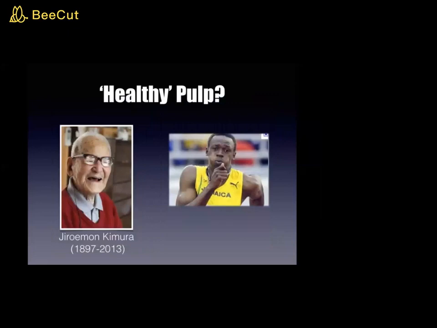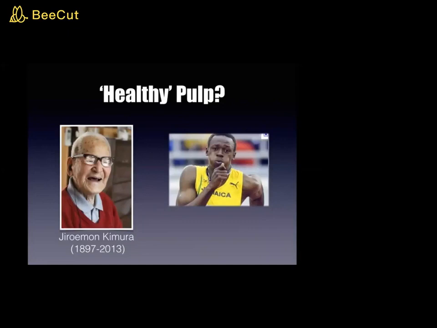Let's talk about the healthy pulp. Normally this slide I'd like to show because both these people are healthy. The one on the left-hand side is a Japanese chap. He was 115 when he died, but he was perfectly healthy. The guy on the right, obviously most of you know, is Usain Bolt, who's a very healthy athlete. Both of them are considered healthy. But if you told both of these to do, for example, a 500-meter sprint, the chances are that our friend Mr. Kimura wouldn't make it.